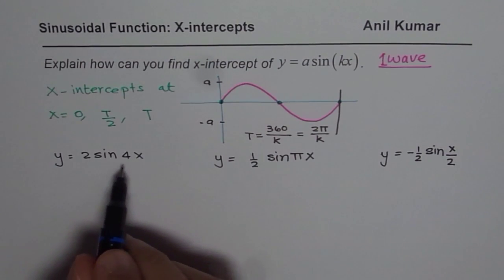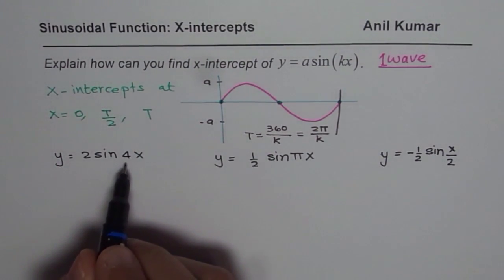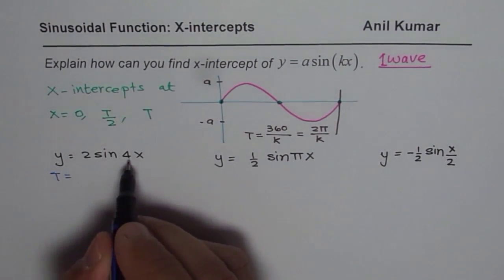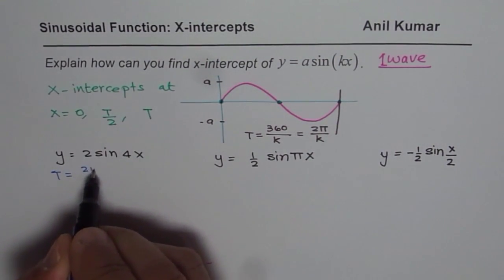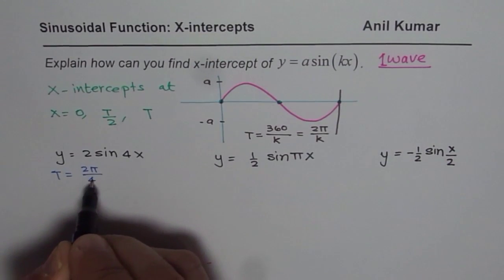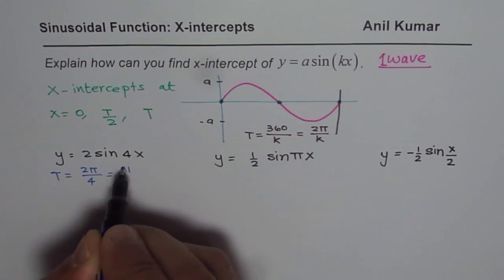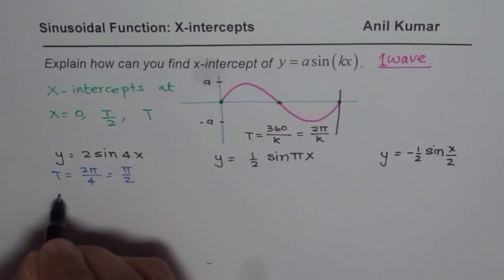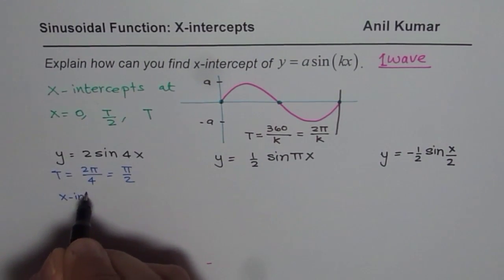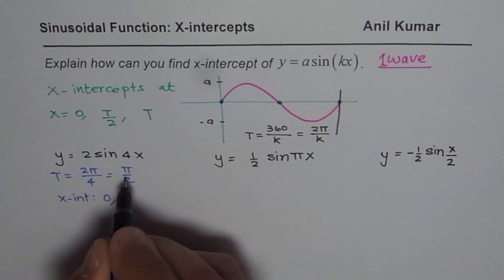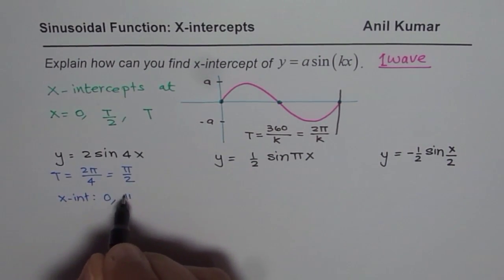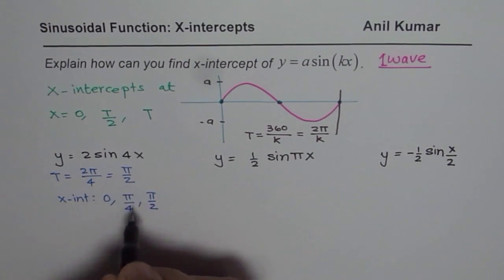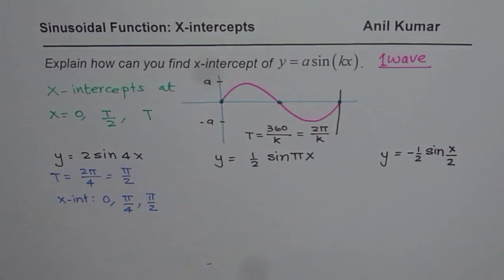So let's begin with the very first one. First step is to find the time period. So time period here is, if we are doing in radians, it will be 2 pi by 4, which equals pi by 2, right? So the time period is pi by 2, and therefore the x-intercepts will be at 0, half of pi by 2, that is pi by 4, and at pi by 2, correct? So these are the three x-intercepts.